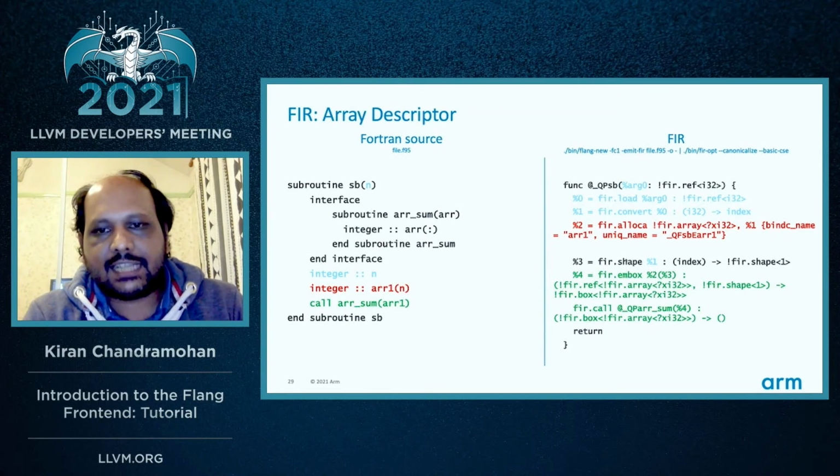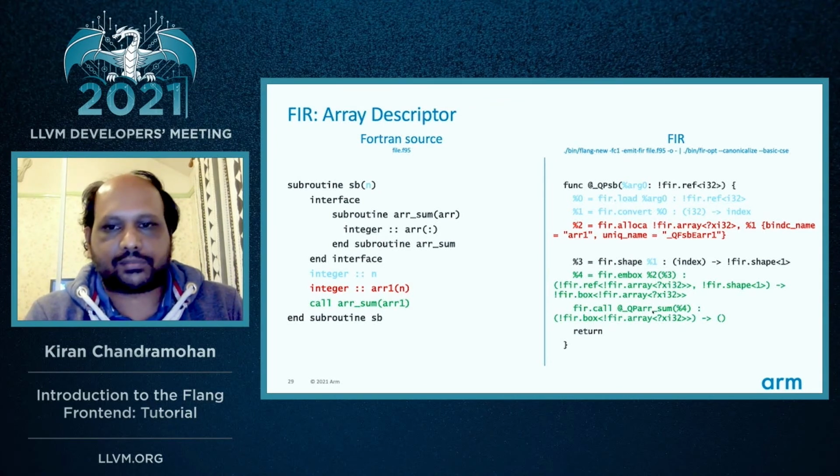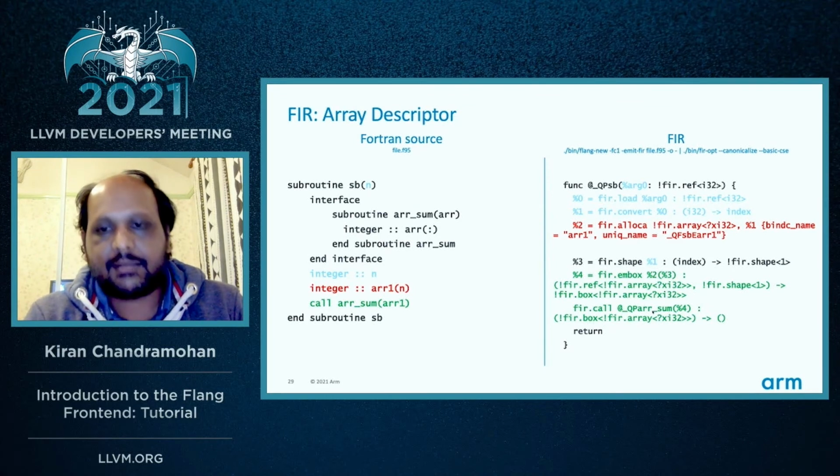And we created a shape object which is of n. And then using the embox operation, we take the array and apply the shape and create a descriptor which is stored in the SSA value 4. And then it's this descriptor that's passed to the array sum function when it's called. And later on in the code that is generated for array sum, it can look into some fields in this descriptor to know its size and shape.